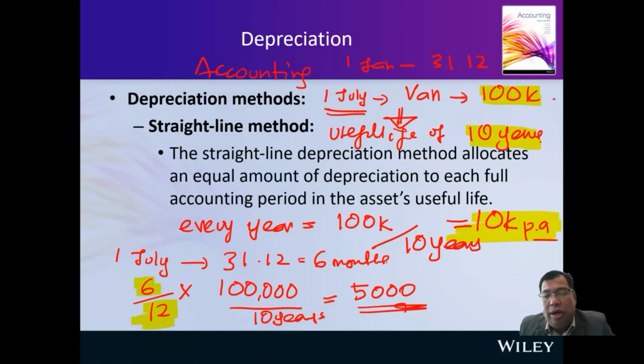That will be 0.5 multiplied by 10%. So this is the formula. 100,000 divide by 10, multiply by 6 over 12. So this gives you annual depreciation of 5,000.